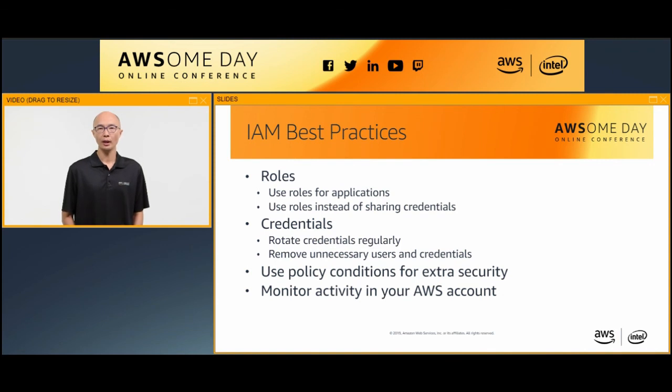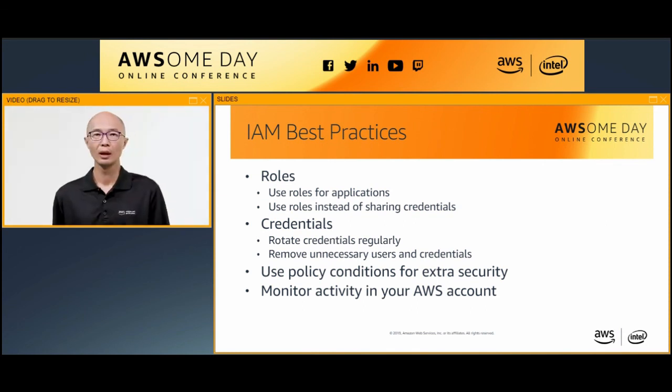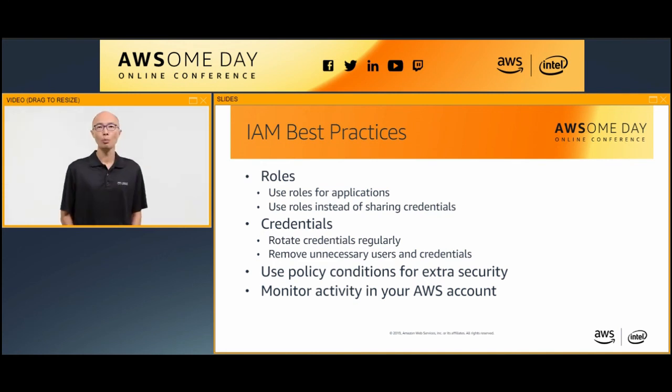Use roles for applications that run on Amazon EC2 instances instead of storing credentials in the instances. Delegate by using roles instead of by sharing credentials. For example, this can be used to temporarily grant access to an IAM user from AWS account A to AWS account B without having to create another IAM user in account B. Rotate credentials regularly. Remove unnecessary users and credentials.